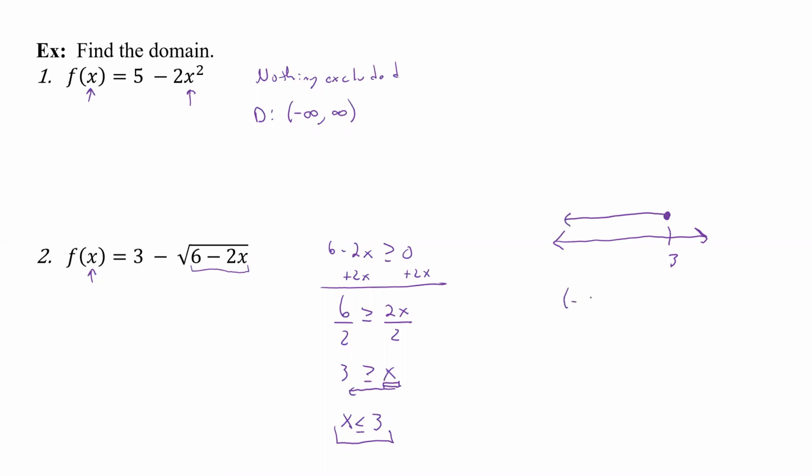And so we're going basically from negative infinity up to 3, and we include that 3. That is basically going to be our domain. Everything that's above 3 is going to make this a negative, and we don't want that. So that's going to be out of our domain, and our domain is just in this region here.